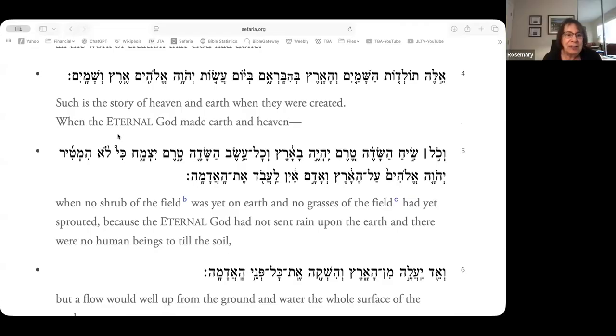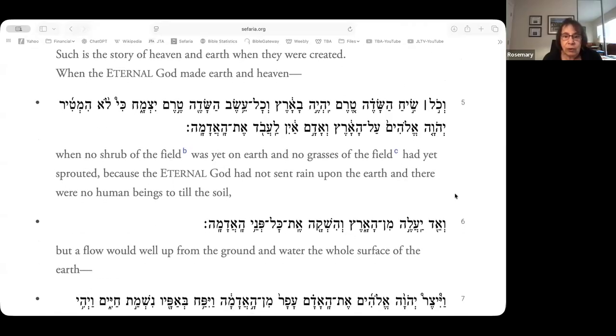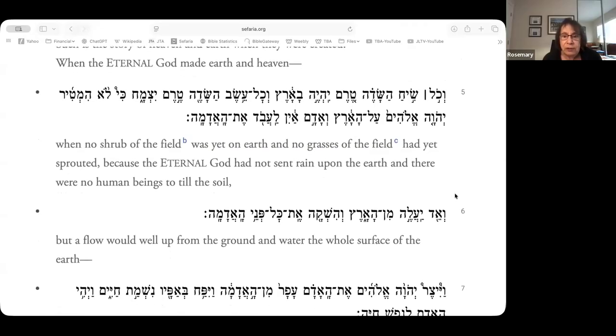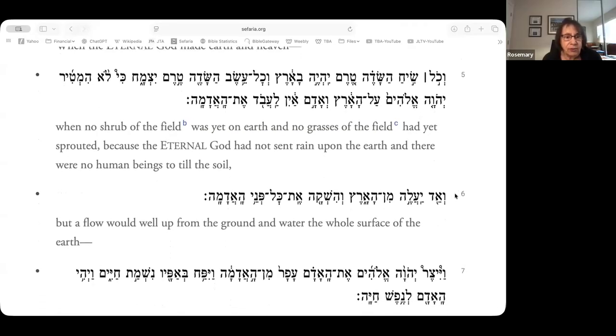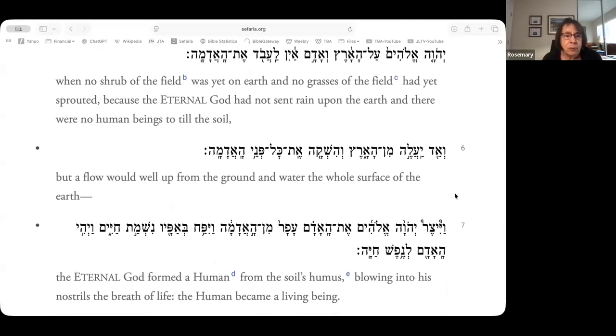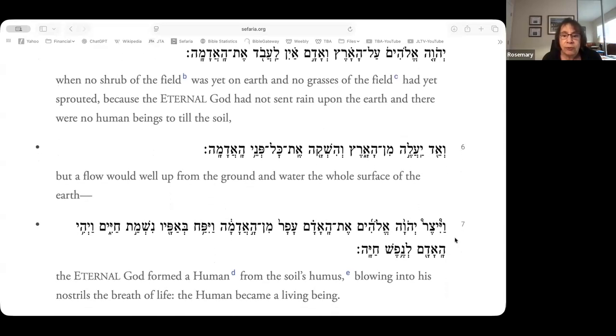Verse 4. Okay. Such is the story of heaven and earth when they were created. When the eternal God made earth and heaven, when no shrub of the field was yet on earth, and no grasses of the field had yet sprouted, because the eternal God had not sent rain upon the earth, and there were no human beings to till the soil. But a flow would well up from the ground and water the whole surface of the earth. The eternal God formed a human from the soil's humus, blowing into his nostrils the breath of life. The human became a living being.